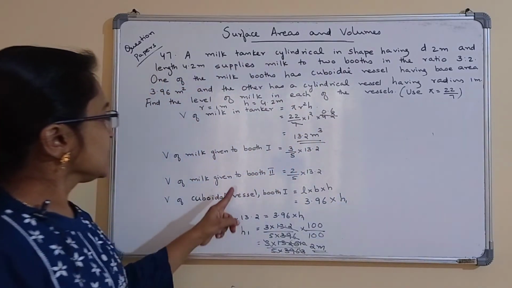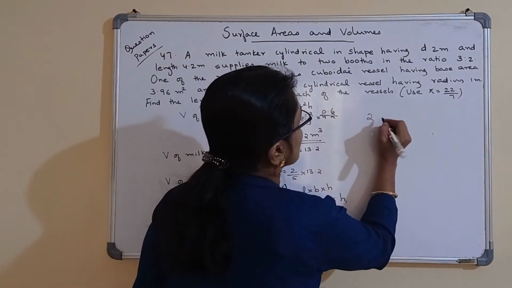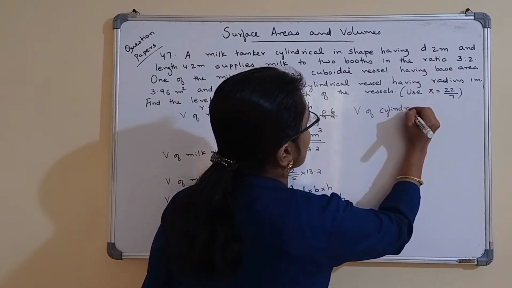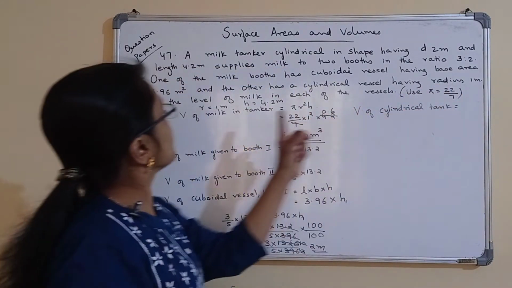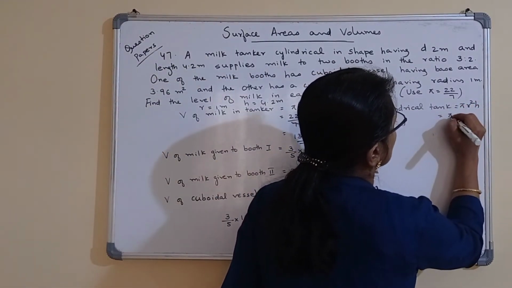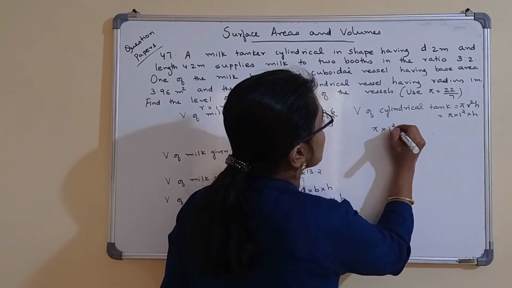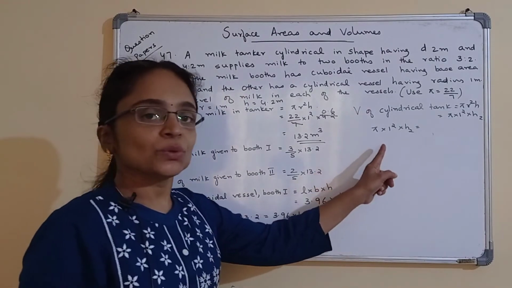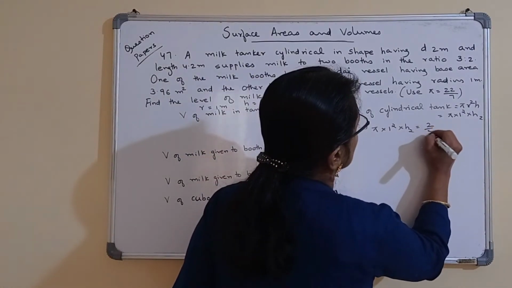We got the volume of the second booth as 2 by 5 into 13.2. Now we have to find the volume of the cylindrical tank in the second booth, given that the radius is 1 meter. So it is pi into r square into h, which is equal to pi into 1 square into h. We can write this as h2, and pi into 1 square into h2 is equal to 2 by 5 into 13.2.